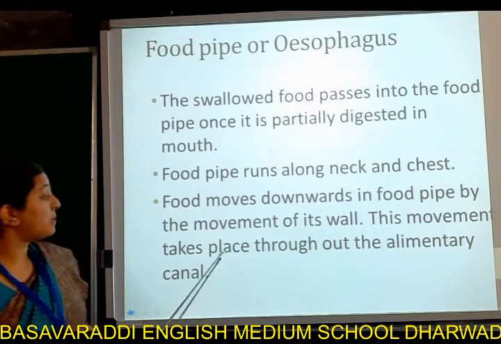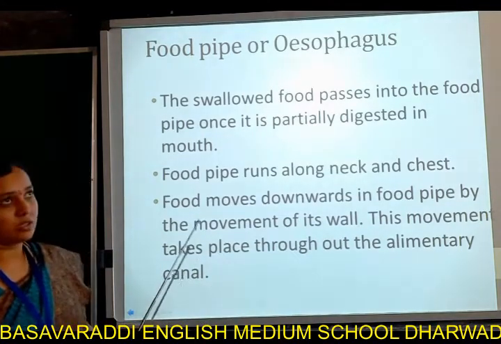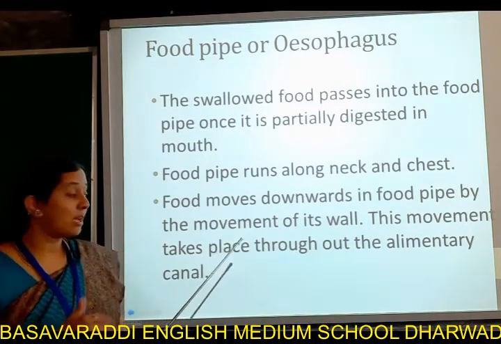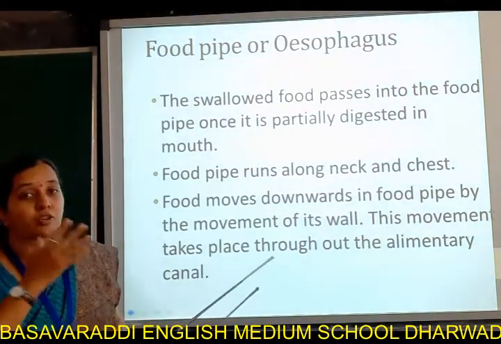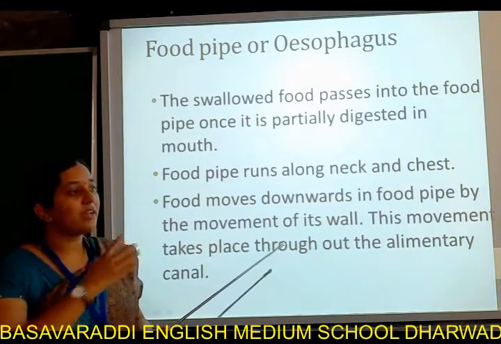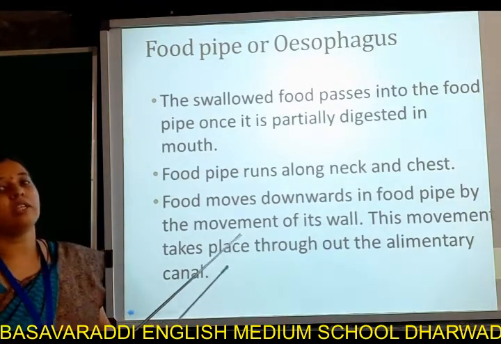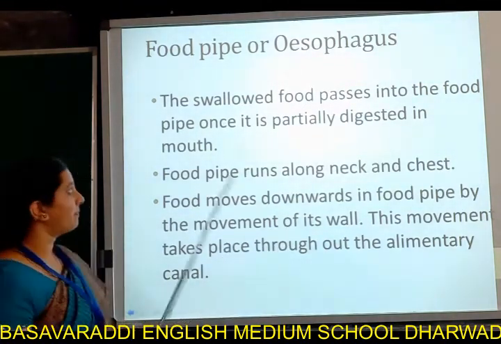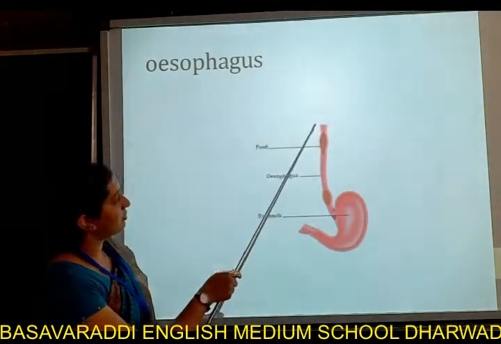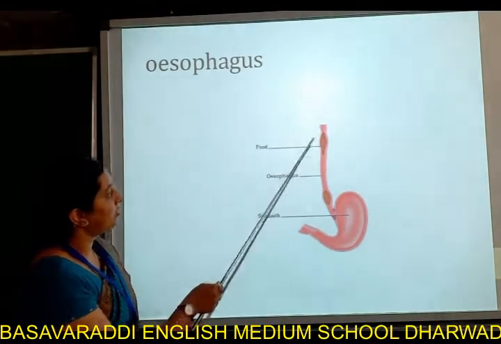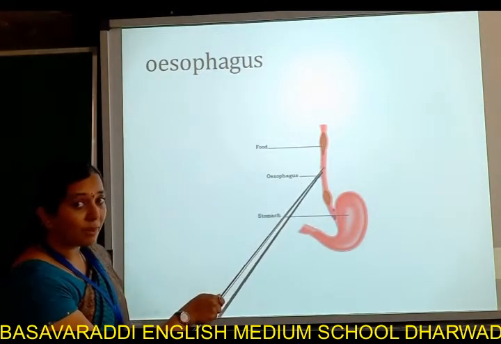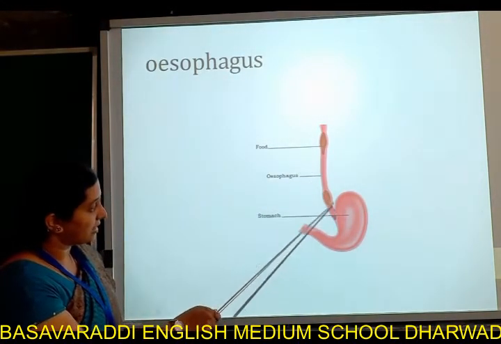This movement takes place throughout the alimentary canal. This kind of movement is how the food is pushed down, by the help of the movement of the walls of the esophagus or alimentary canal. You would find this kind of movement all throughout the alimentary canal. Yes, you can see here, this is the esophagus or the food pipe. The food is swallowed, and with the help of the movement of the inner wall of the food pipe, it is going to enter slowly into the stomach.